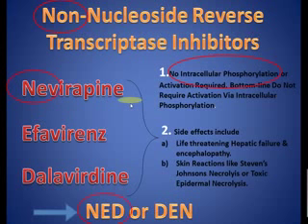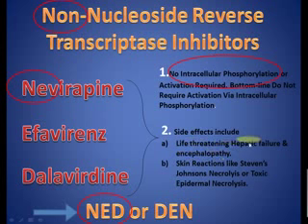Next are the two N's. Non-nucleoside, no intracellular phosphorylation, nevirapine, the most frequently asked drug, and NAD is the mnemonic for these three: nevirapine, efavirenz, delavirdine. You can remember DEN too. Important points about these that you will encounter in MCQs: NNRTIs are frequently associated with severe side effects. First of them is life-threatening hepatic failure and encephalopathy.